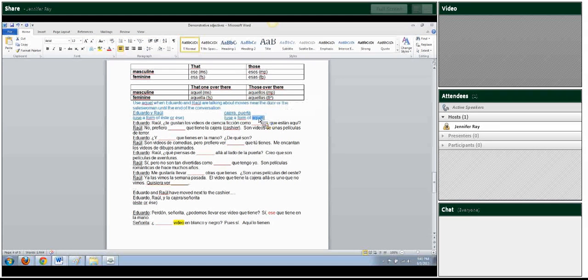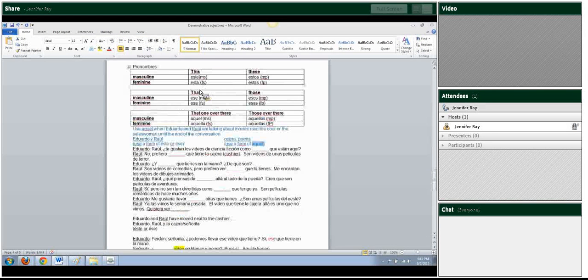So este you use with things that are closest to you. So if Eduardo is talking about videos that are in his hands, he's going to use este. If he's talking about a video that's in Raul's hands, he's going to use ese because it's a little bit further from him, and vice versa. If Raul is talking about a video in his hands, he's going to use este. And if he's talking about a video that's in Eduardo's hands, he's going to use ese. And they're both going to use aquel when they're talking about videos that are over by the door by the cashier.